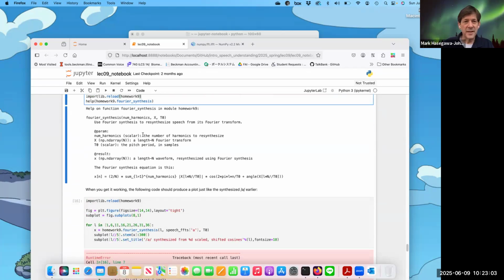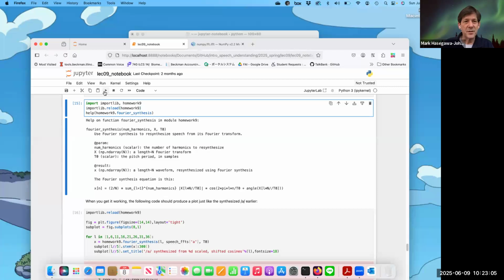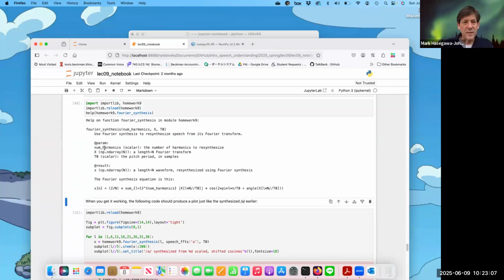Let's see what the code says. The help file in the code says we want to resynthesize the speech by taking the number of harmonics, the input Fourier transform, and the pitch period. And then we want to recreate the sum from L equals 1 to the number of harmonics, the amplitude of the Fourier transform at L times N over T naught, multiplied by the cosine at that frequency, 2 pi L times n over T naught, plus the angle at L times capital N over T naught.